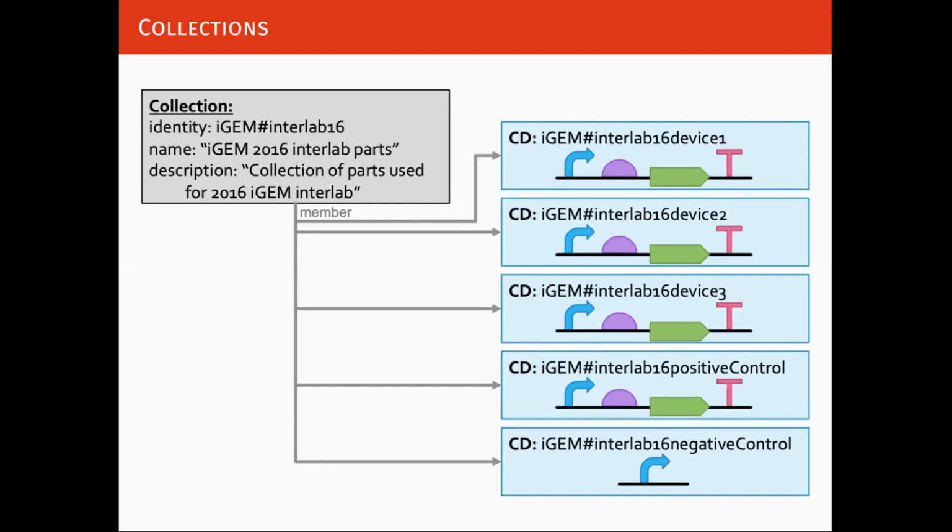In this case, this is the collection of parts used in the 2016 iGEM Interlab study. And so it's basically a collection. It has similarly the identity, name, and description, but then it has a link out through this member variables of all the members to that collection.